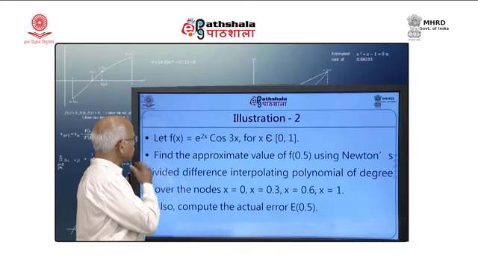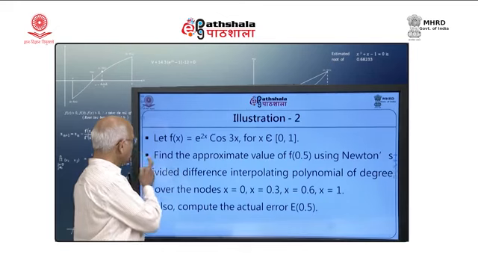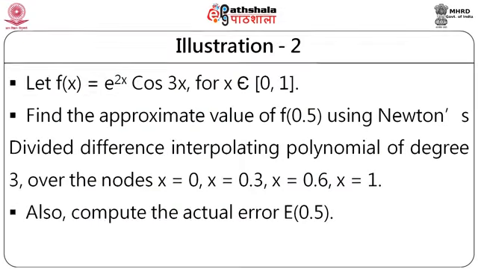So, let f(x) be equal to e raised to 2x into cos 3x for x belonging to [0, 1]. Find the approximate value of f(0.5). Now, we are finding the value of f(0.5) using Newton's divided difference interpolating polynomial of degree 3 over the nodes x equal to 0, 0.3, 0.6 and 1. We can also find this approximation using other, lower degree Newton divided difference polynomials. Also compute the actual error E(0.5).